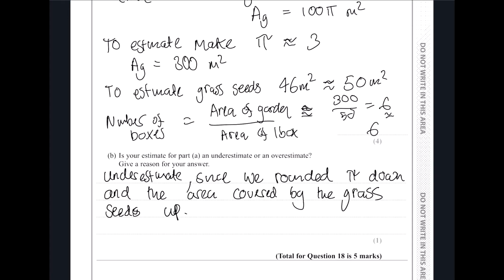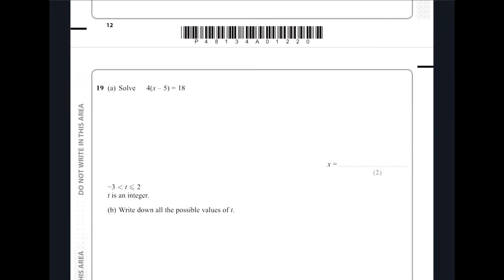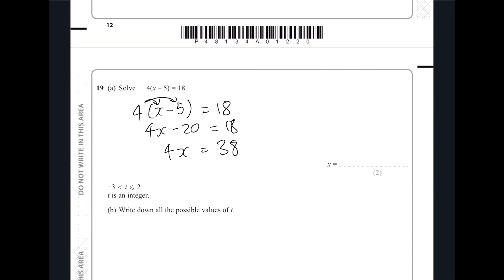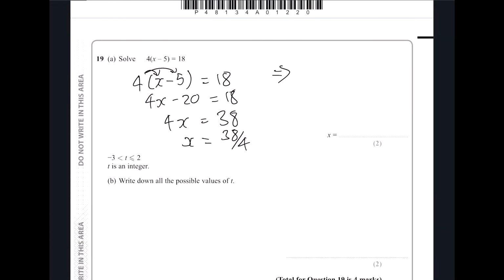Okay, good. So next one, solve this. Well, I would write it out. Then when you have something like this, you could expand this out. So 4x minus 20. Move the 20 over to the other side. And then divide by 4. And if we do that, we get x is equal to 9.5.